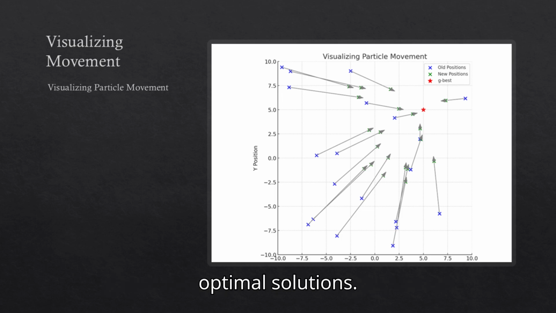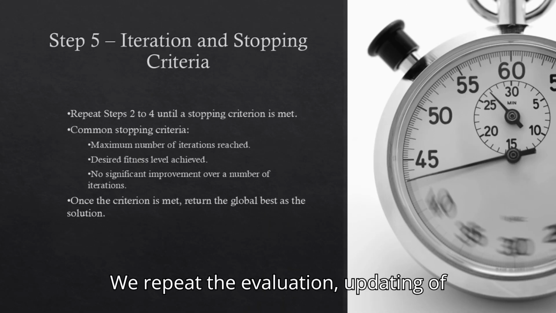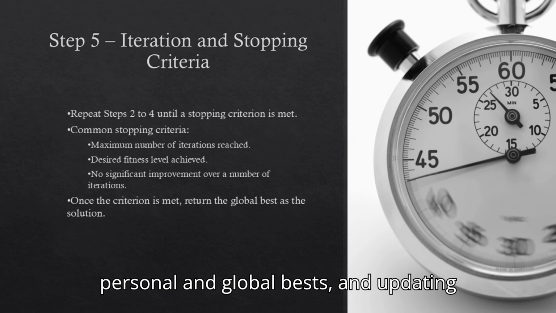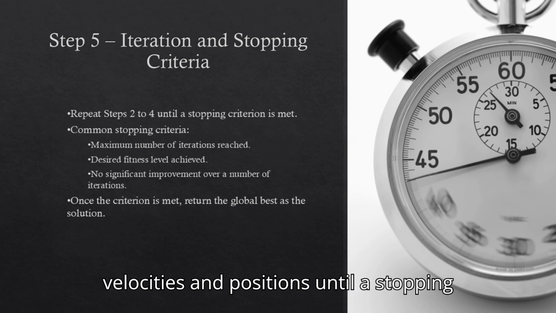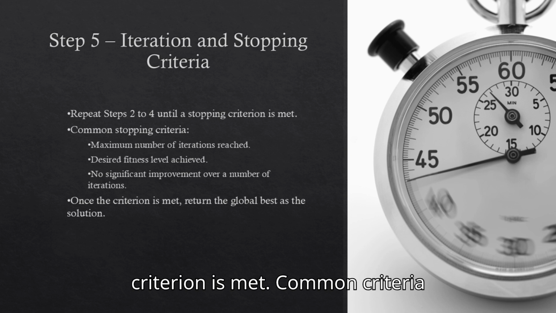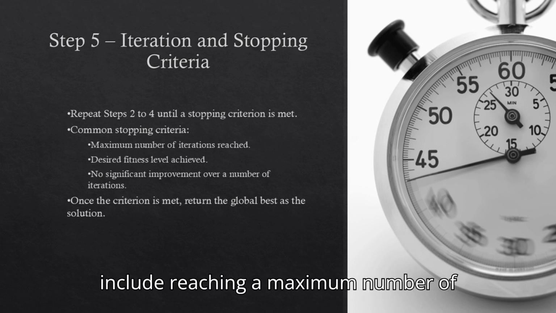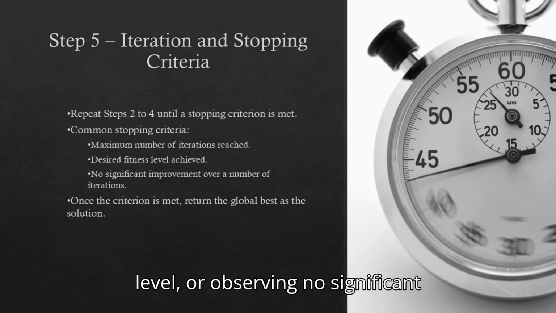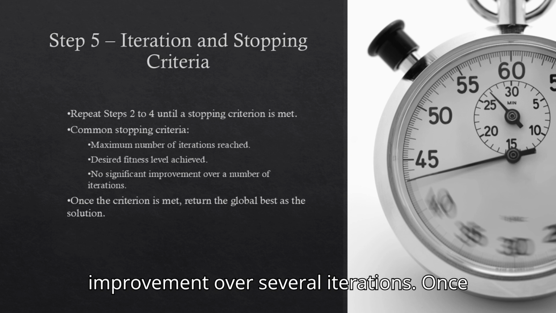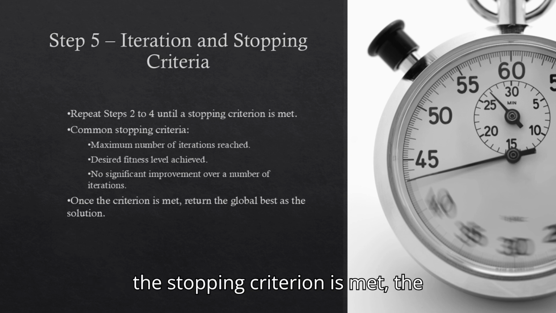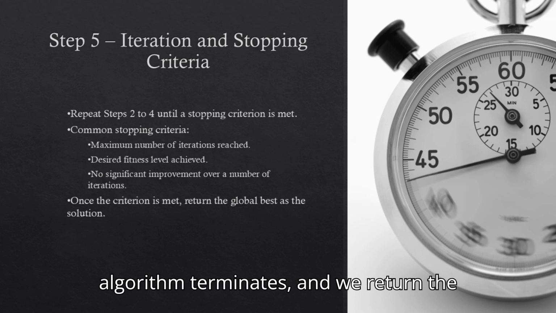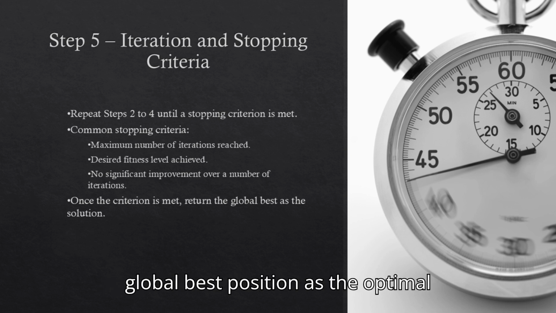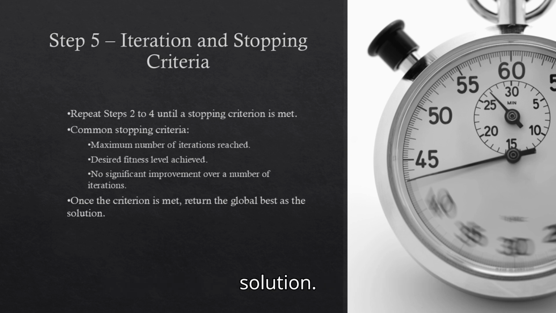toward optimal solutions. We repeat the evaluation, updating of personal and global bests, and updating velocities and positions until a stopping criterion is met. Common criteria include reaching a maximum number of iterations, achieving a desired fitness level, or observing no significant improvement over several iterations. Once the stopping criterion is met, the algorithm terminates, and we return the global best position as the optimal solution.